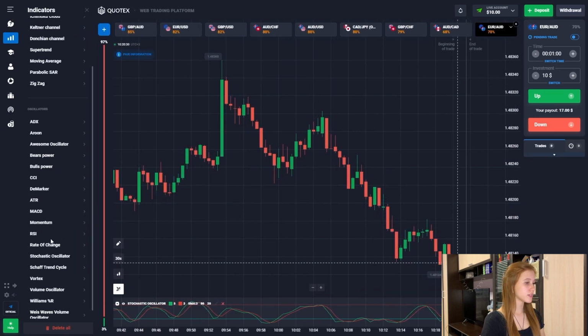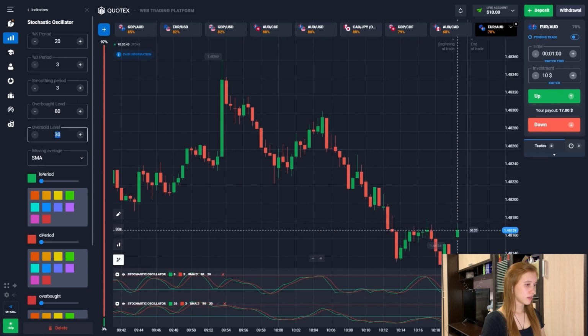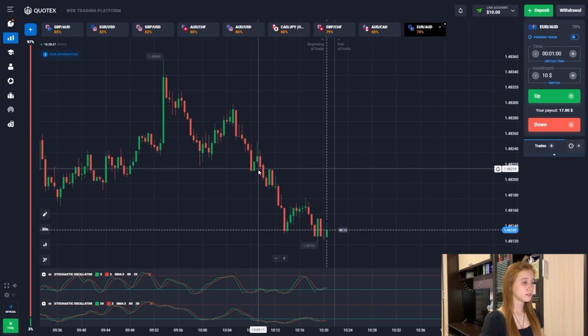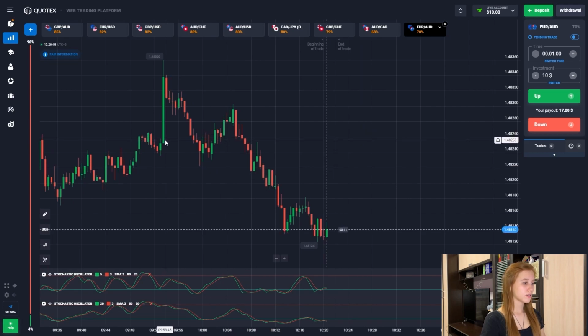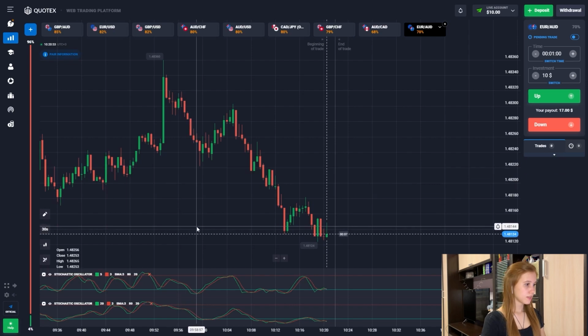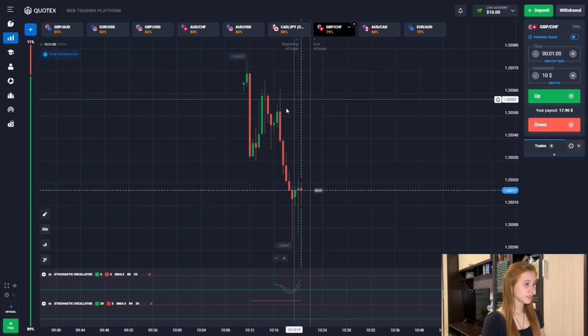Let's add one more indicator. It will be a stochastic also. Set the period of 20, and 80 and 20. And our signal. Let me explain how this strategy works. This will be the various exits of the stochastic from one zone or another.